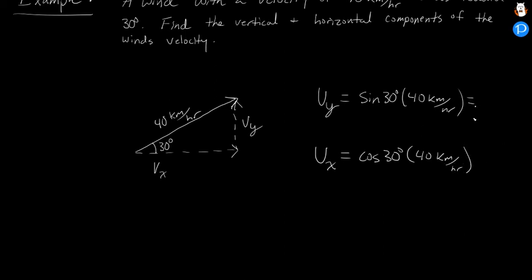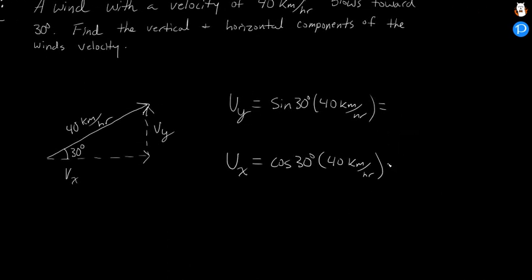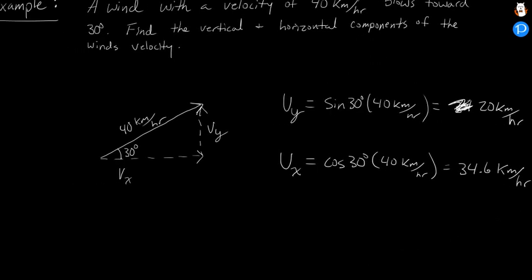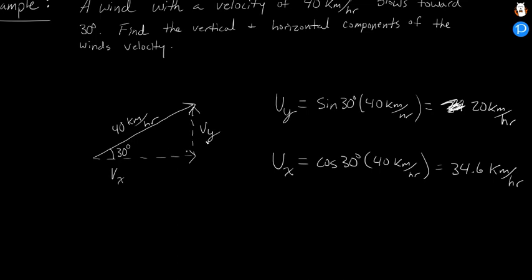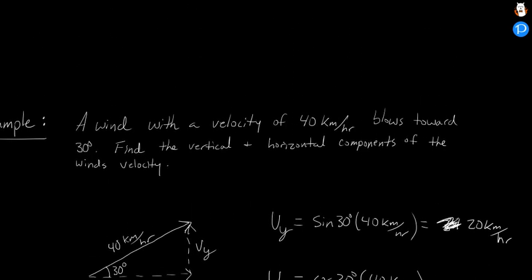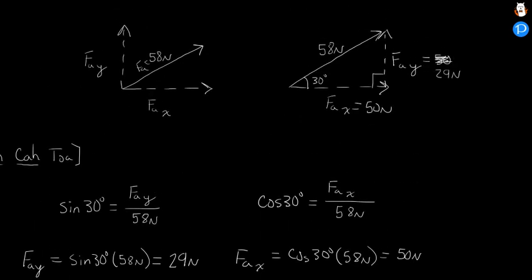And we crunch the numbers on those, and for our vertical component we should get 20 kilometers per hour. And for our horizontal would be 34.6 kilometers per hour. So that's how we would break up vectors into their components and then solve for the horizontal and vertical values of those vectors.